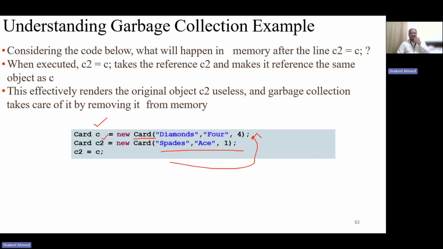This effectively renders the original object of c2 useless, and garbage collection takes care of it by removing it from memory. So in Java, we have a very good garbage collection option where unused object references will be gone. When it is defined, it is defined like that. But when you are using c2 = c1, c2 will get the new values, but what will happen to the old ones? They will be garbage collected.